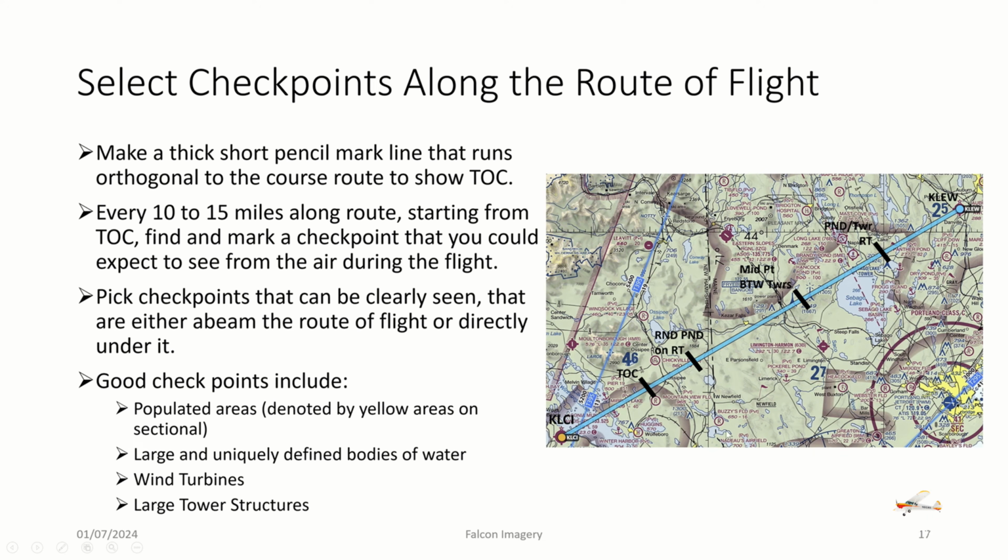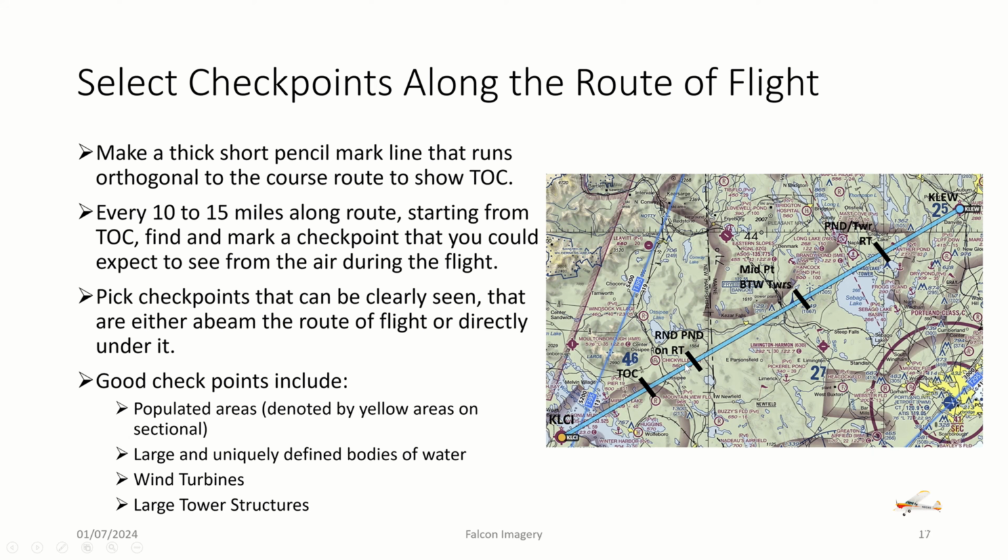Good checkpoints include populated areas, like lit areas like this. Any place where you see yellow, that's a populated area. This little area here is lit up, so there'll be some more buildings or a town here. You also want to pick potentially large, unique bodies of water. I picked this pond here, there's a big lake here, there's a pond here, all along the route.